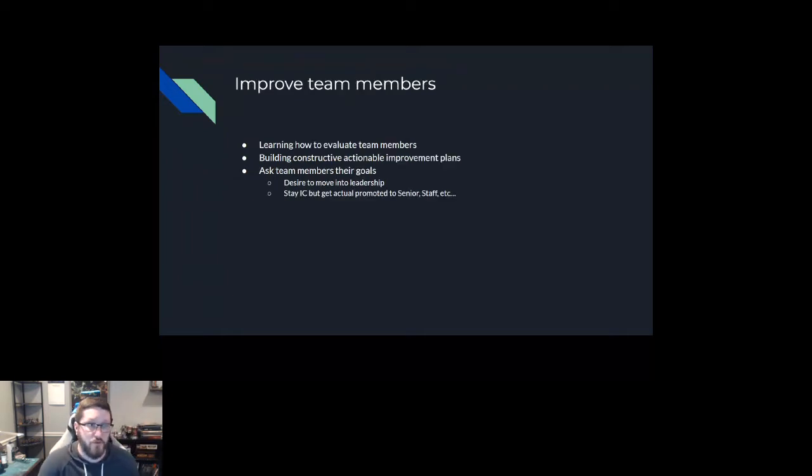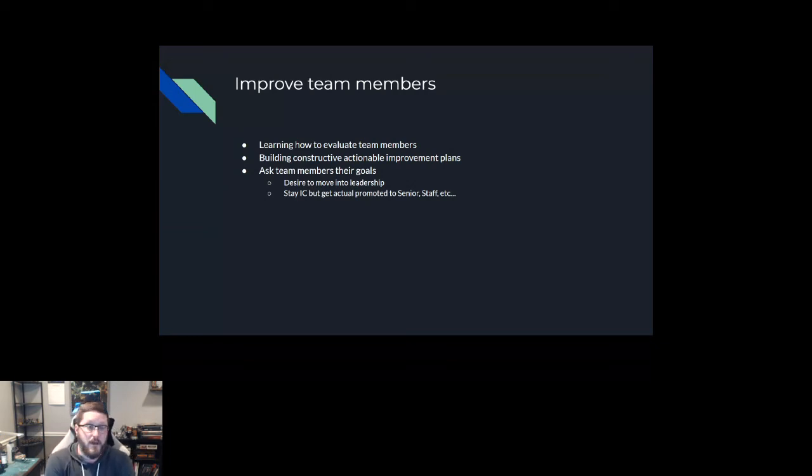So let's jump into improving team members. And this is something that, as a new leader, it can be challenging to learn how to evaluate team members in a constructive way. As an engineer, everybody has opinions on everybody's different abilities. But your role as a team leader is now to get your team members to grow in their career and in their abilities. And one of the best ways to do that is by building constructive and actionable improvement plans for individual people.